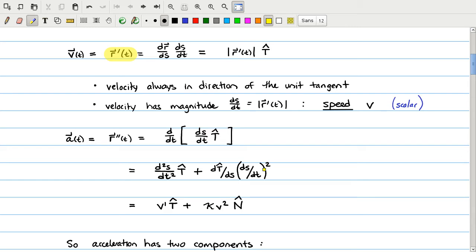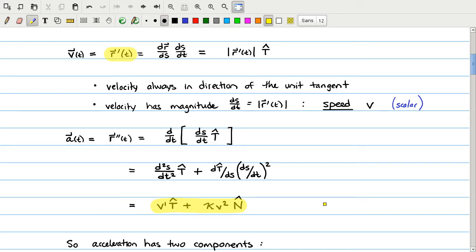However, every one of these objects can be rewritten. So what is the second derivative of s with respect to t? That is the first derivative with respect to t of ds/dt, which we're calling the speed v. So we rewrite this as v prime of t times T hat. (ds/dt) squared becomes v squared. And we already saw that dT/ds in the previous lesson was the curvature kappa times the unit normal. So we get here an expression for the acceleration that is in terms of the unit tangent and the unit normal, these properties intrinsic to the curve.